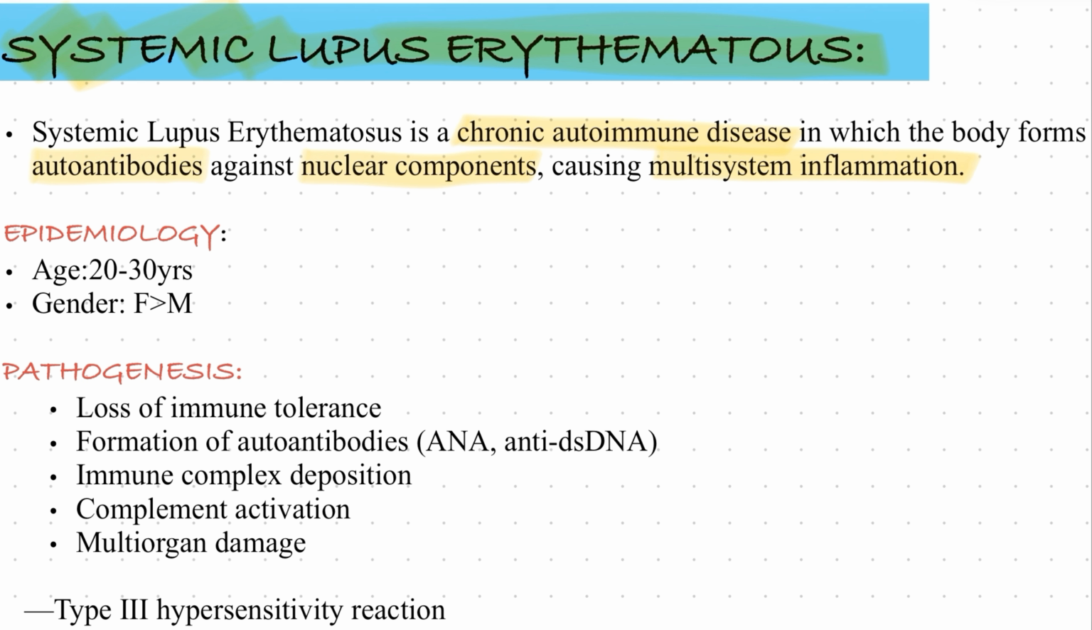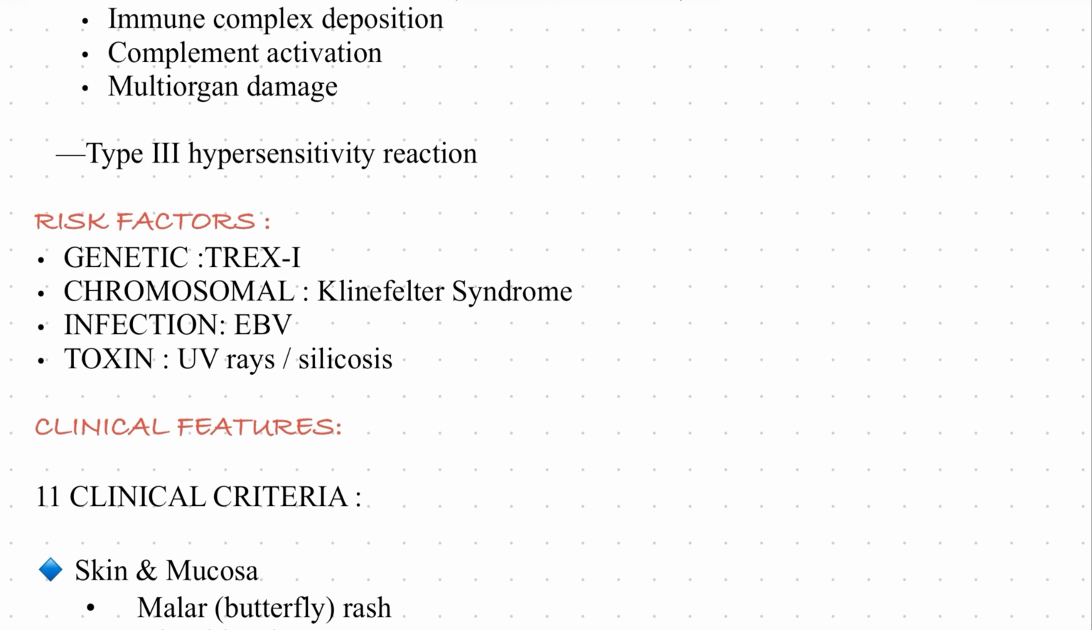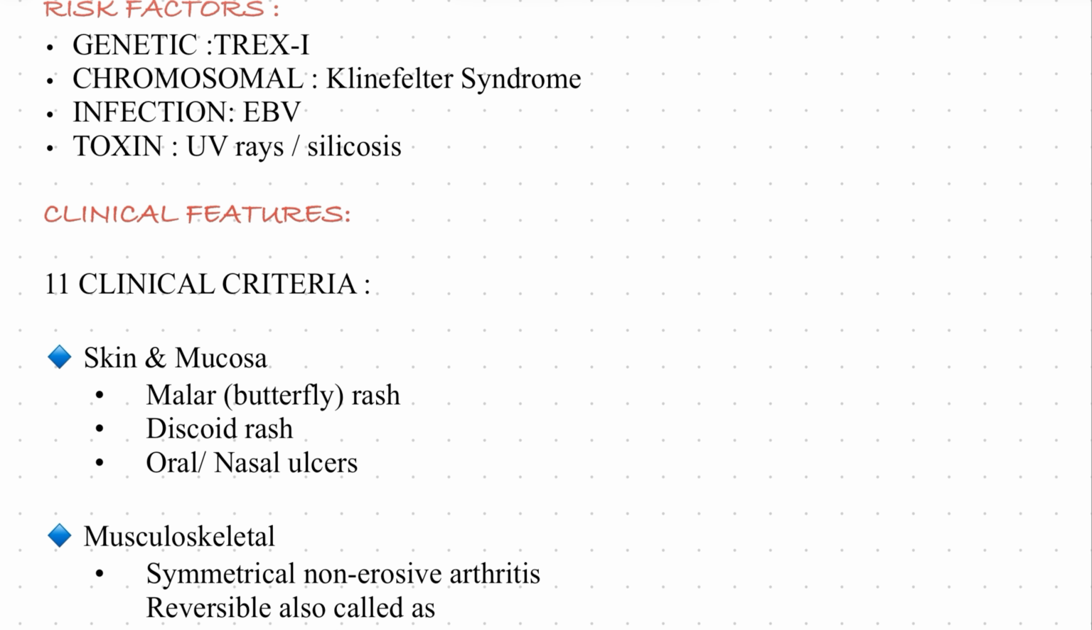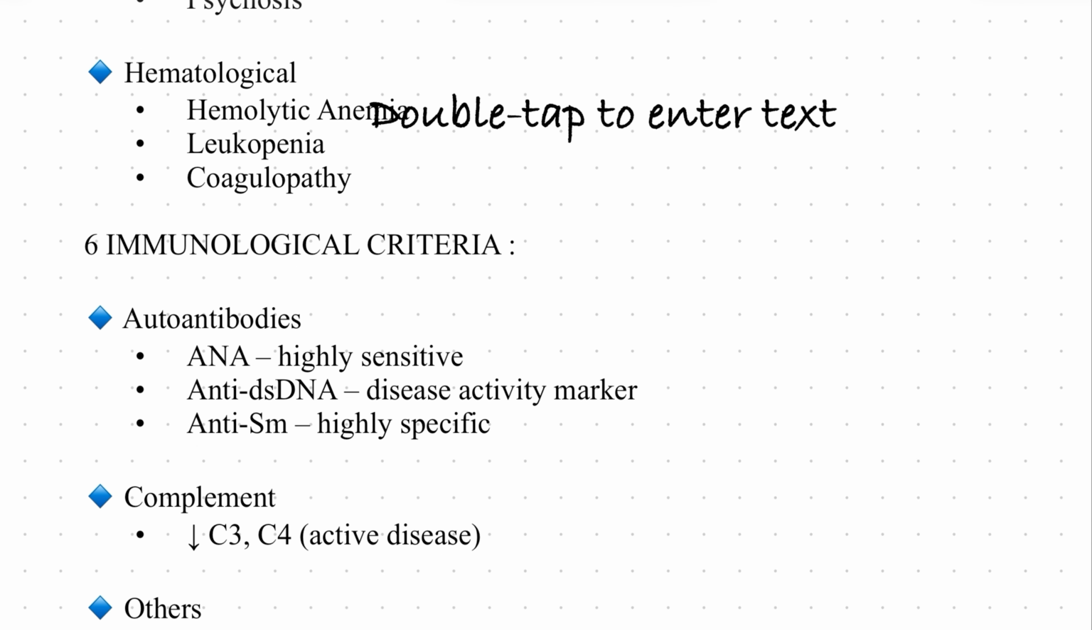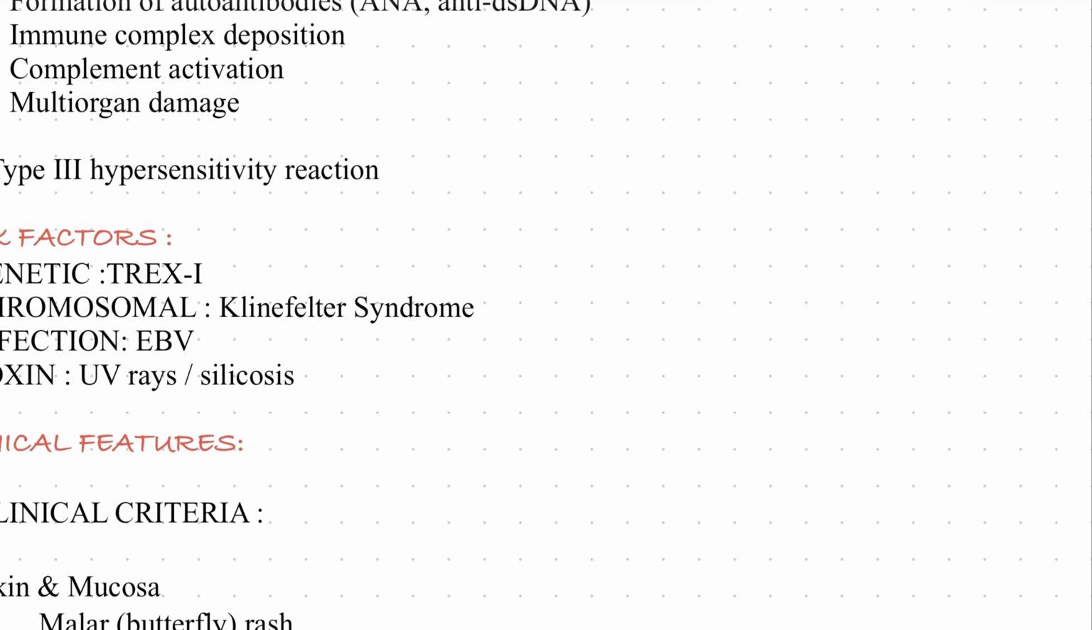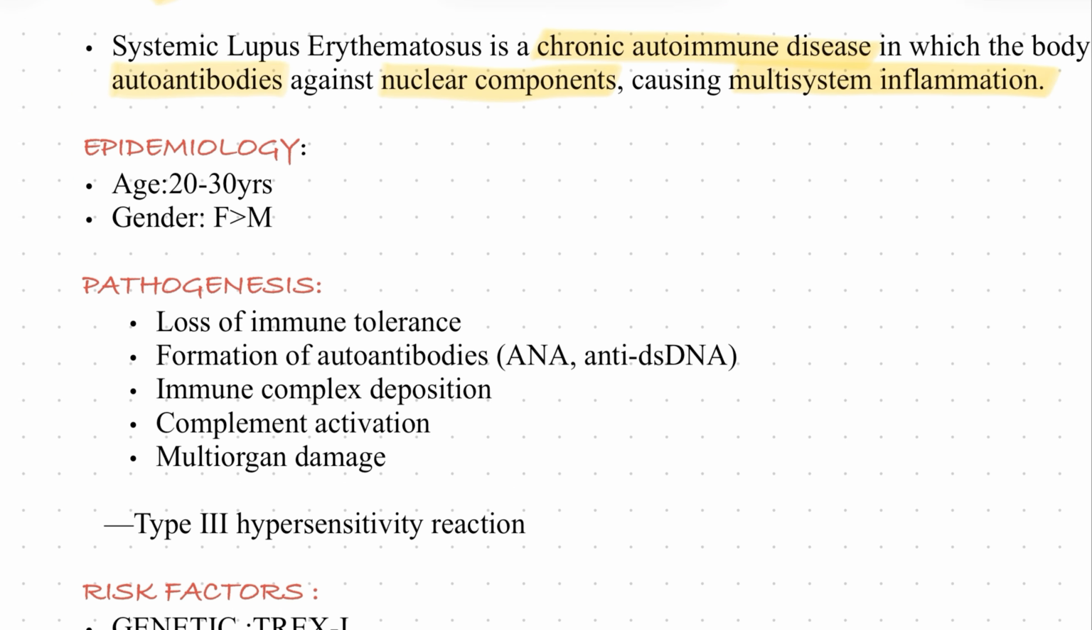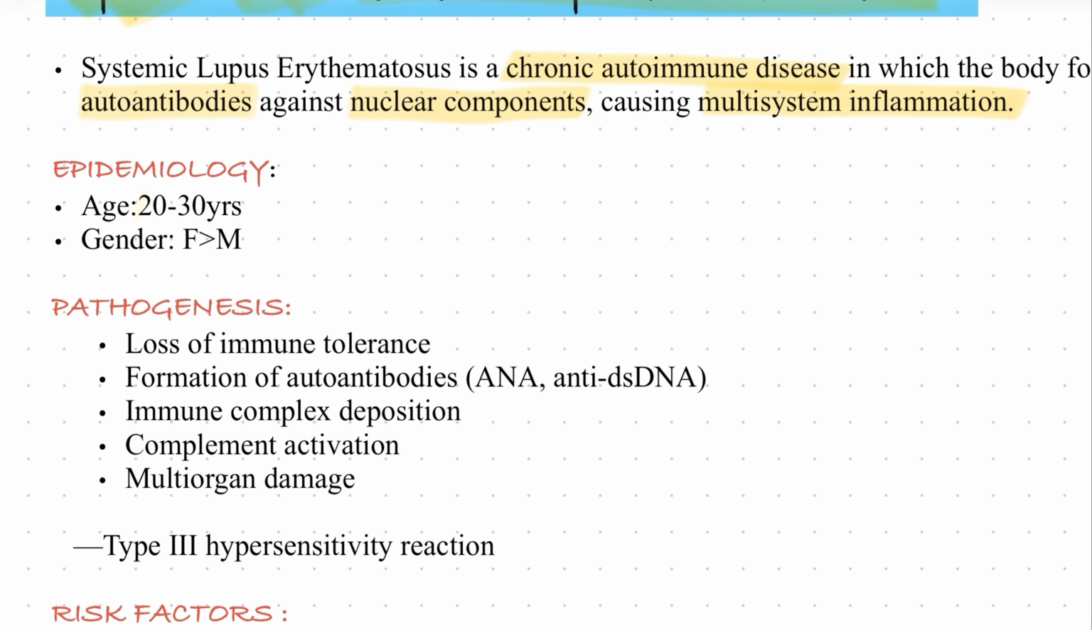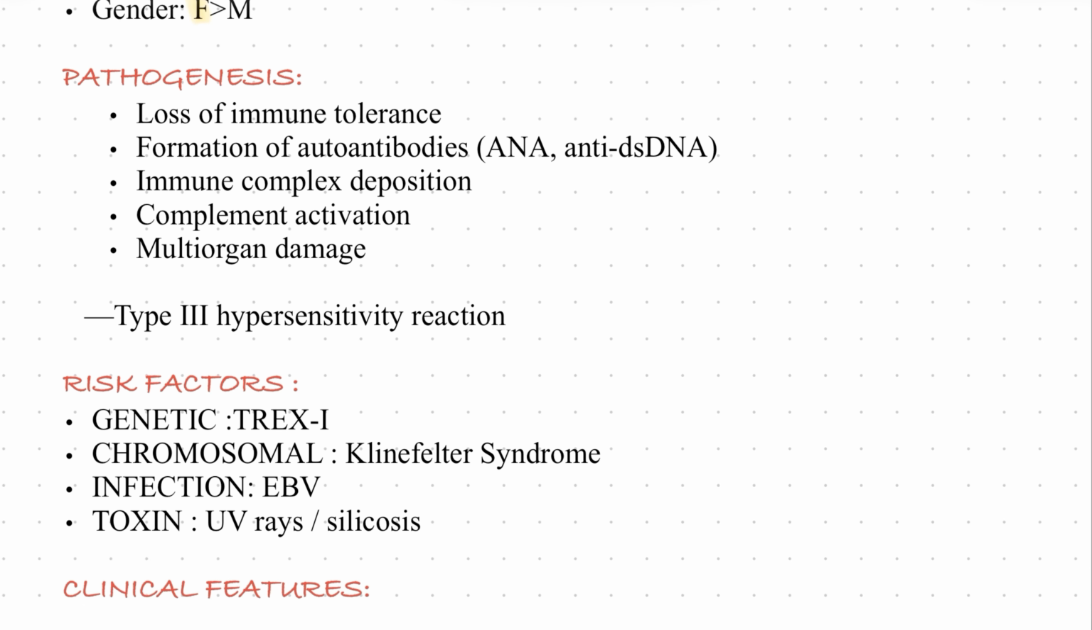In this video, we will learn subtopics like epidemiology, then pathogenesis, then risk factors, then clinical features, which also includes the criteria of clinical features and diagnostics. Then we'll go with the treatment part. Okay, so let's learn it easily. Coming to epidemiology, it is seen in the 20 to 30 year age group. It is most commonly seen and it is gender biased, in females.